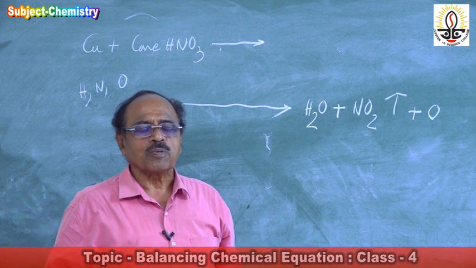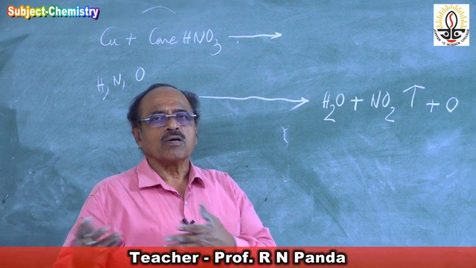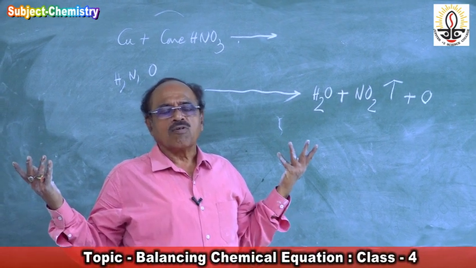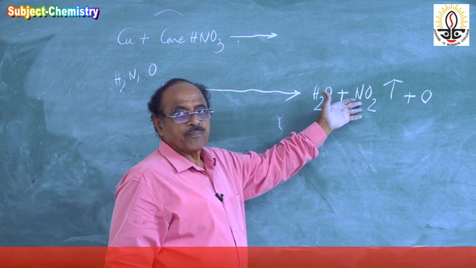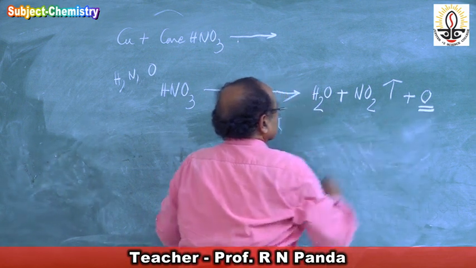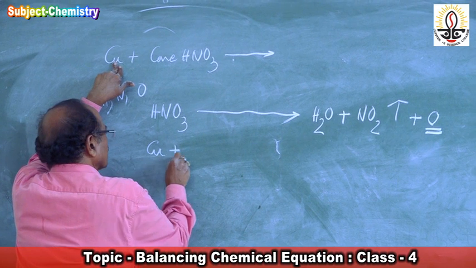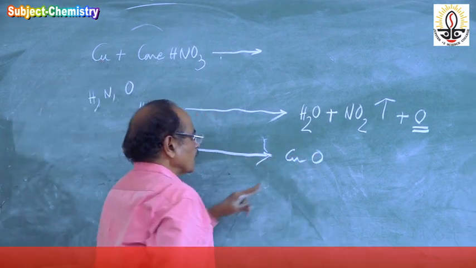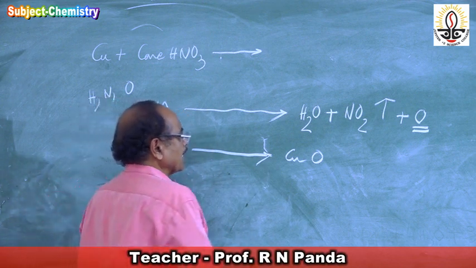Then who are the soldiers here? Hydrogen, nitrogen, oxygen. So hydrogen combined with oxygen to form water, and nitrogen formed nitrogen dioxide. Nitrogen dioxide, a brown gas, came out. Then what happened? Now oxygen came, atomic oxygen. And who is present here? Copper. What is copper? A metal. Copper plus oxygen will form what? Copper oxide, cupric oxide. This cupric oxide is basic.